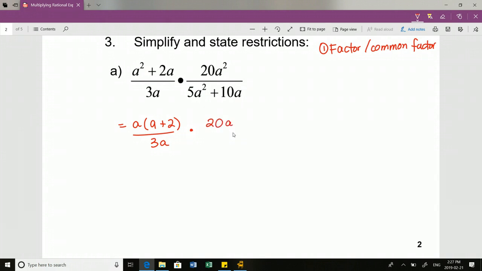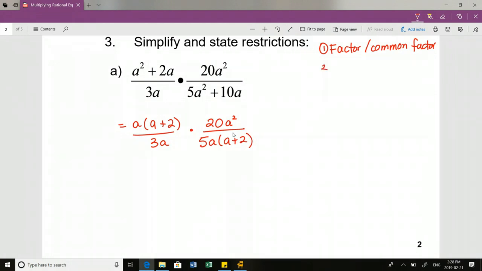And I can't really do anything with the bottom left denominator or the top right numerator because they're single terms. And then in this one here, I'm going to common factor. I think I can take out a 5 from both of these and 1a from both of them. So I'll take out 5a, and I'll be left with a plus 2.